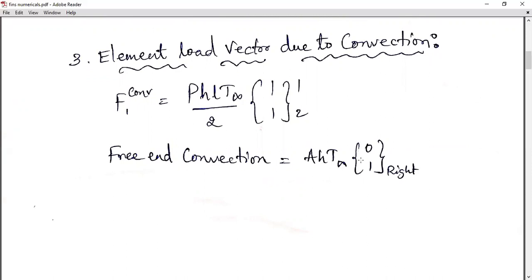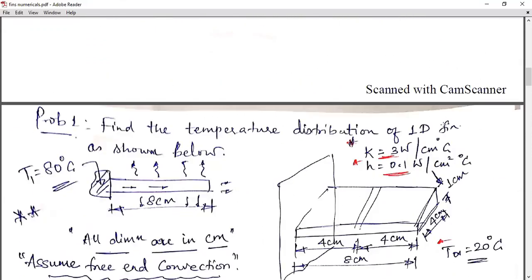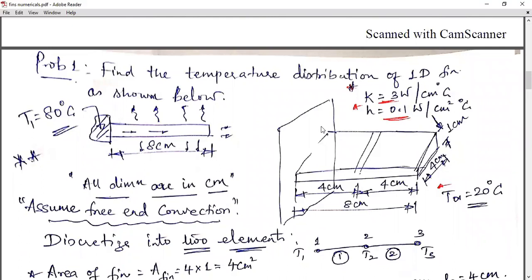If it is to the right, it is AST infinity 0, 1. Now we shall move on to the very first exercise. Problem number 1. A figure is given. Find the temperature distribution of 1D fin as shown below.